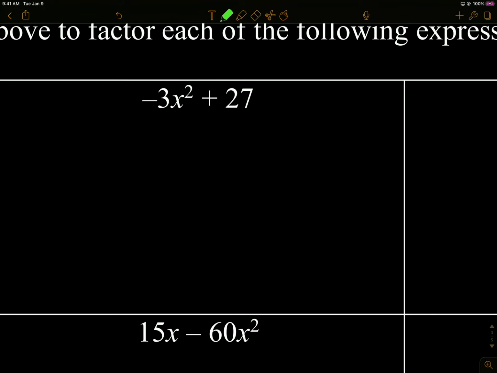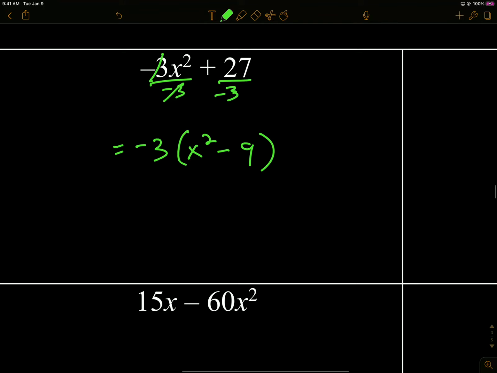Let's try the next one. Whenever the first term is negative, we do want to make our common factor negative. So the common factor between these is negative 3. Let me give myself some room again. Okay, so that's what I'm going to divide out. There is no common factor x because this term is missing an x. So the only common factor is negative 3. When I divide both of these by negative 3, negative 3 divided by negative 3 is positive 1, and there's still the x squared. 27 divided by negative 3 is negative 9.